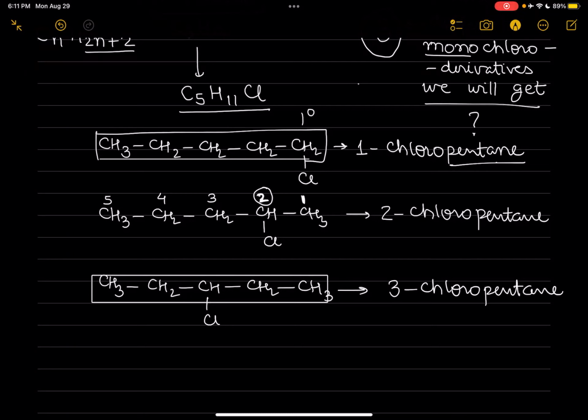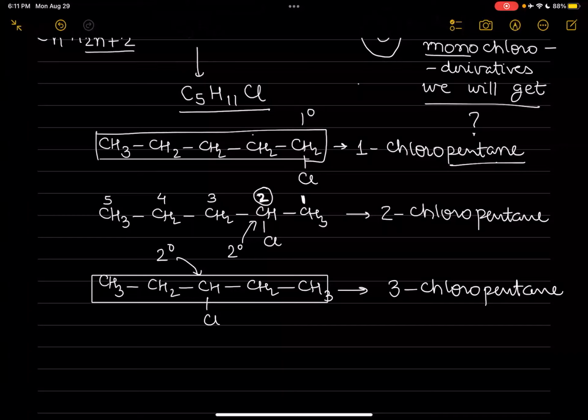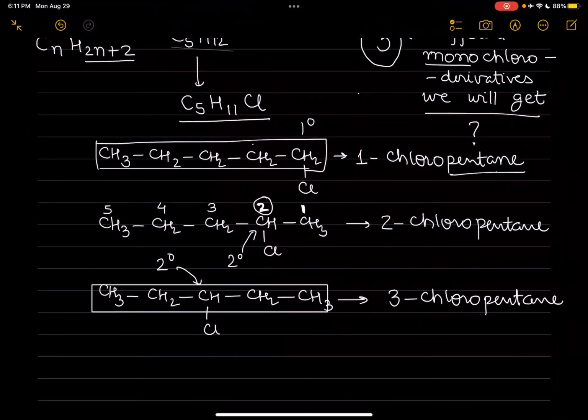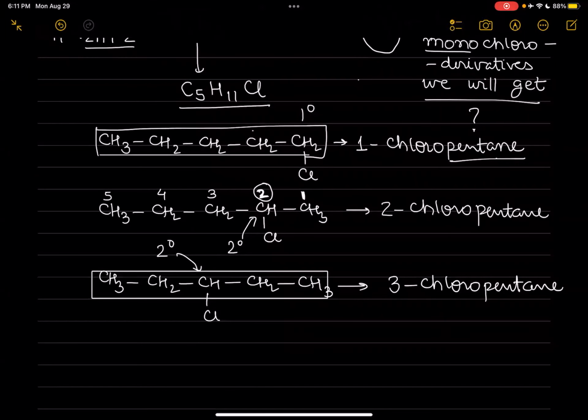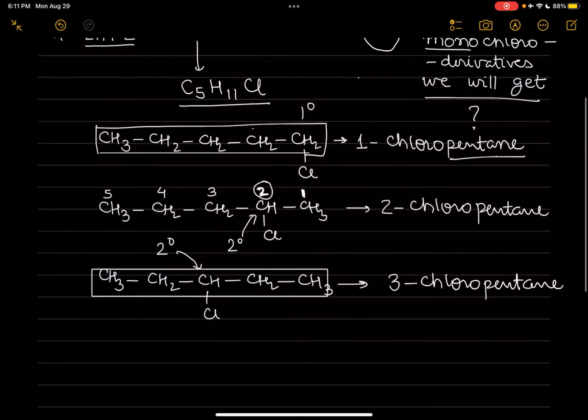This is primary. This is secondary. And this is also secondary, not tertiary. A primary carbon is a carbon atom which is connected only to one carbon. A secondary carbon has 2 carbons on 2 of its sides. And a tertiary carbon is the carbon which is connected to 3 carbon atoms. So we have got only primary and secondary halides, secondary chloroalkanes, not tertiary.